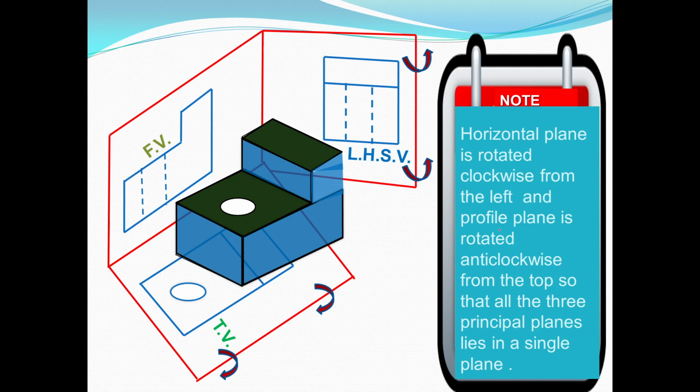So the profile plane, which profile plane? RPP. The LPP profile plane will rotate clockwise from the top. Okay, so all the orthographic views of this object are now in a single plane. How? Front view, below that the top view, and on the side of the front view there is the left hand side view. On the right side of the front view we get the left hand side view. Below the xy line we get the top view.